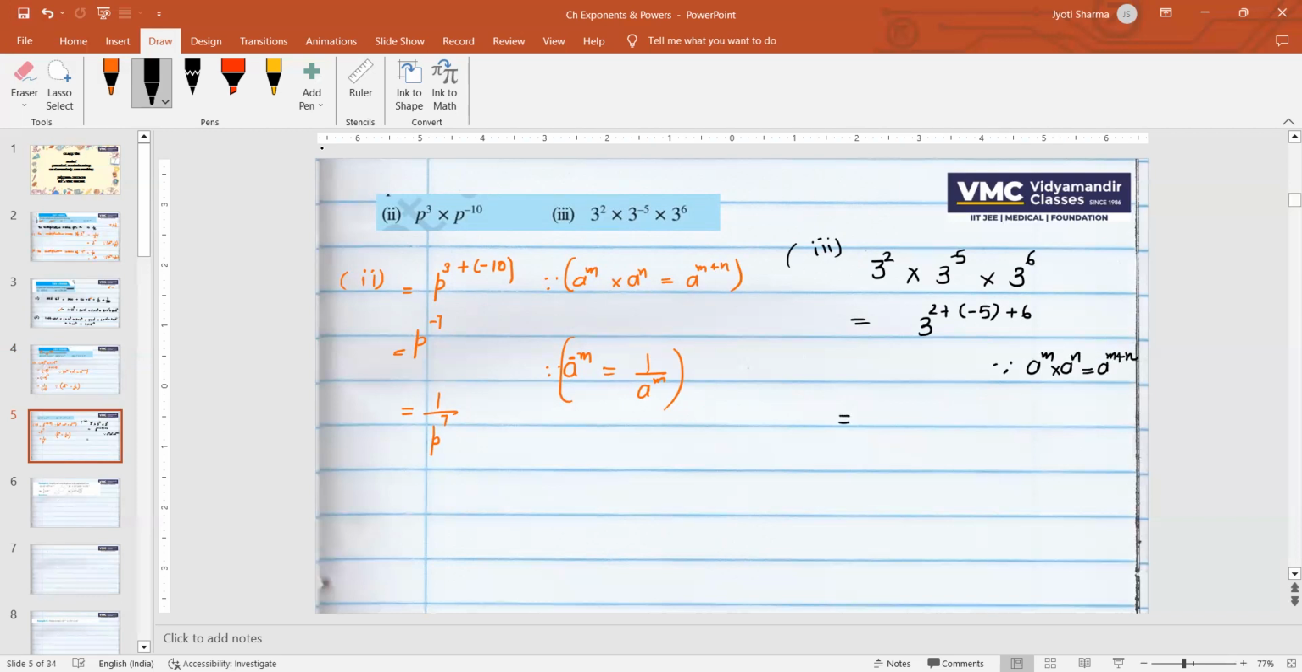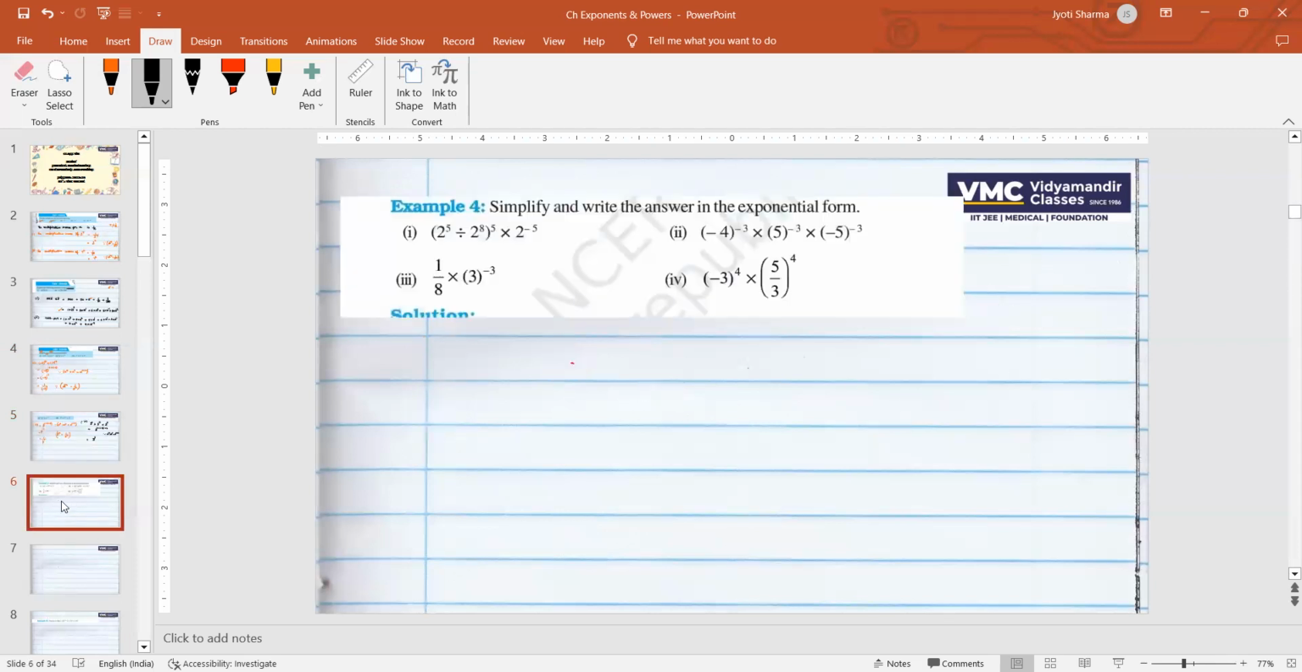So 8 minus 5 is 3. The question has demanded leaving it in the exponential form, so we can leave it here. We need not solve it, though we know how to solve 3 cubed. So this is example number 4 of your book.